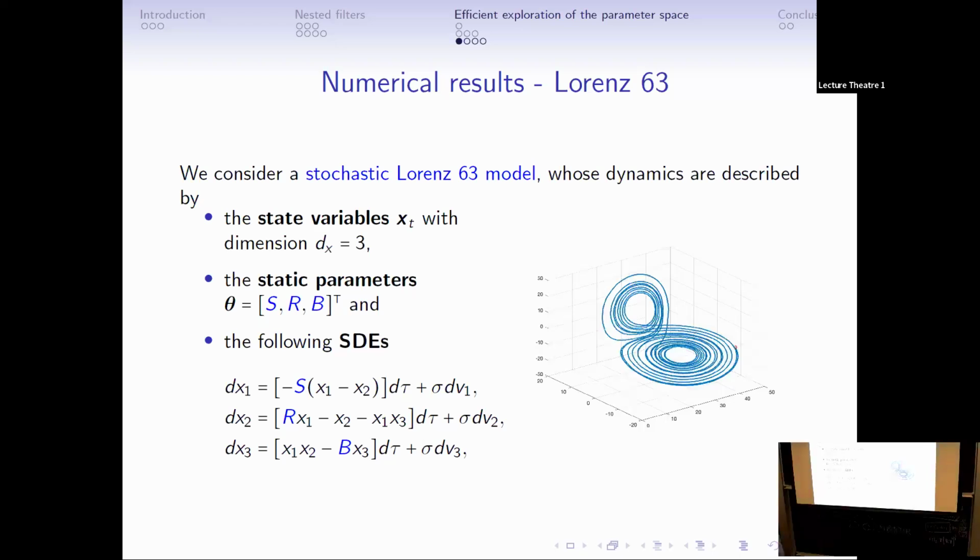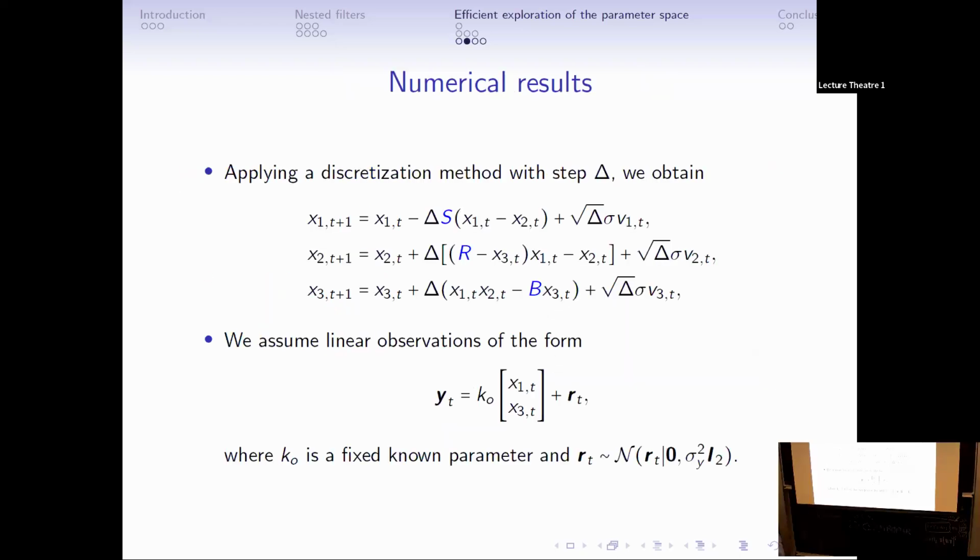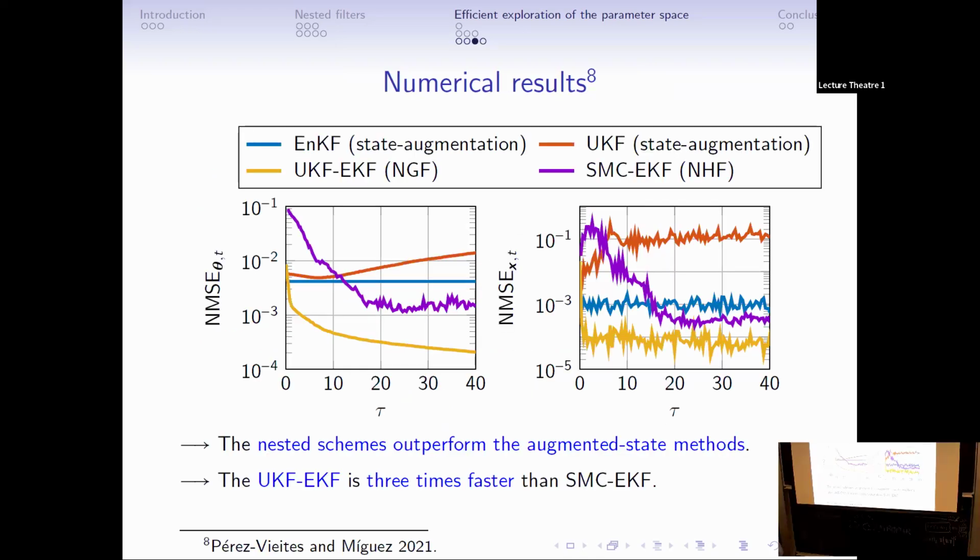So here, tau is like continuous time. Okay, so we discretize it with Euler-Maruyama. So we have this additive noise here, and delta is the integration step. And we assume some linear observations, but partial. We only observe the first and the third state, okay?